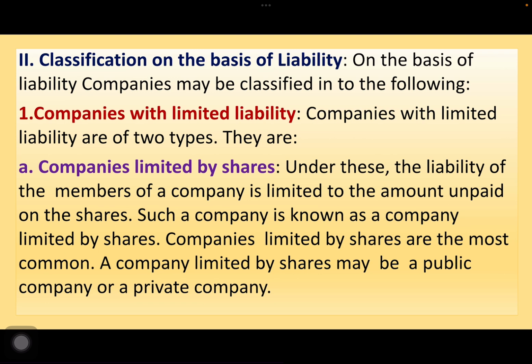Then on the basis of liability, this is important, listen carefully. Companies can be with limited liability or unlimited. First, let us look into limited liability. It is again of different kinds. Companies limited by shares means that the liability of members of a company is limited to the amount of unpaid shares. Such companies are known as companies limited by shares.